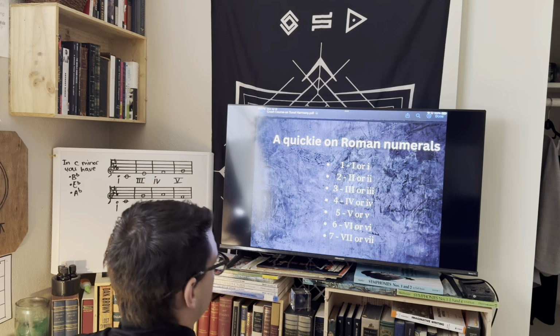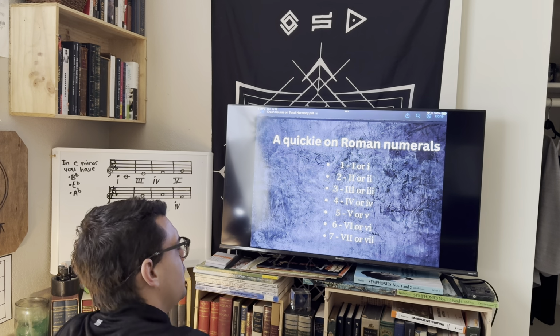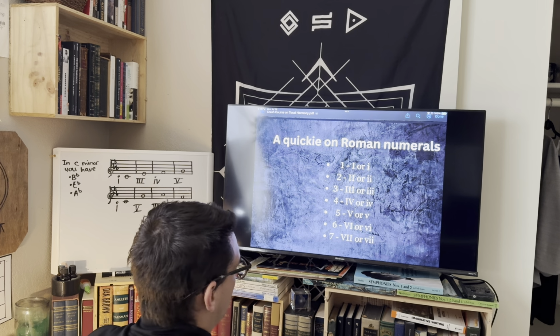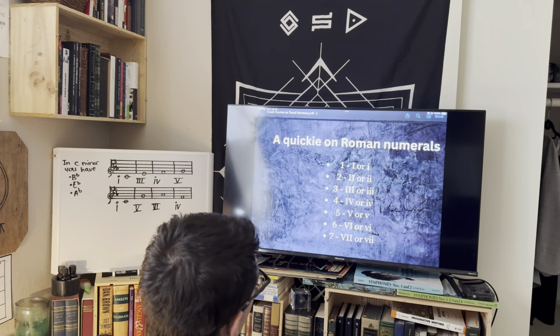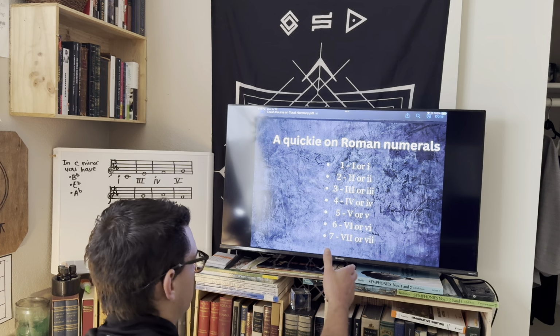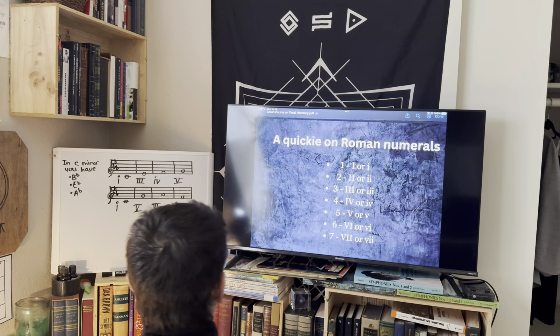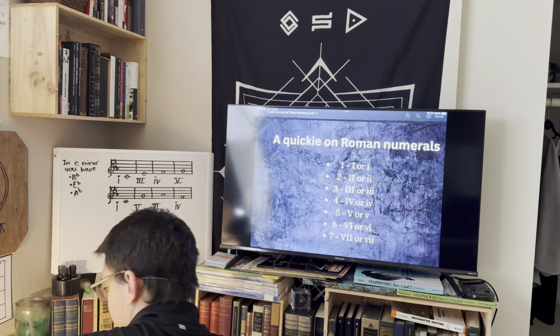This is pretty easy, standard stuff. So if you're rusty on your Roman numerals 1 through 7, go ahead and jot these down. I am going to use them quite a bit in this lesson, so it is important to have at least some understanding around these. So take a second to jot those down.